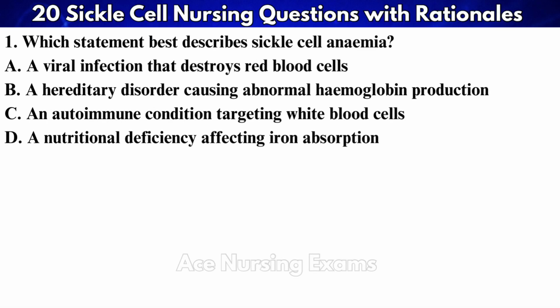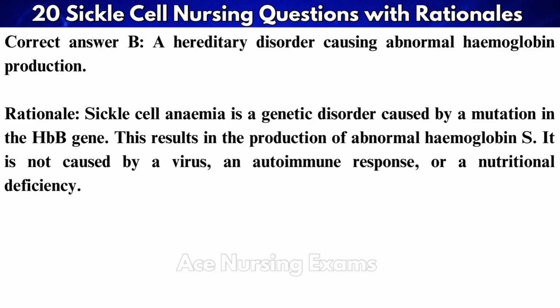Question 1. Which statement best describes sickle cell anemia? A. A viral infection that destroys red blood cells. B. A hereditary disorder causing abnormal hemoglobin production. C. An autoimmune condition targeting white blood cells. D. A nutritional deficiency affecting iron absorption. The correct answer is B. A hereditary disorder causing abnormal hemoglobin production.